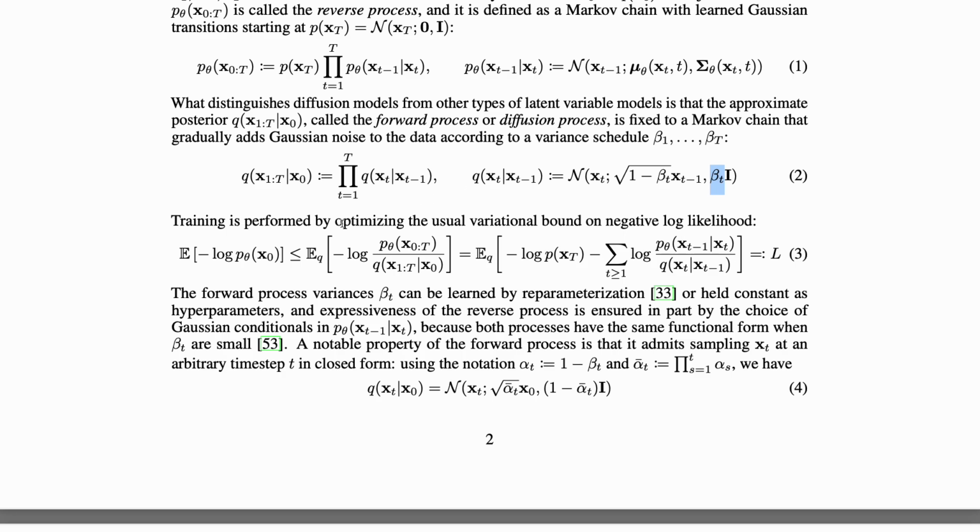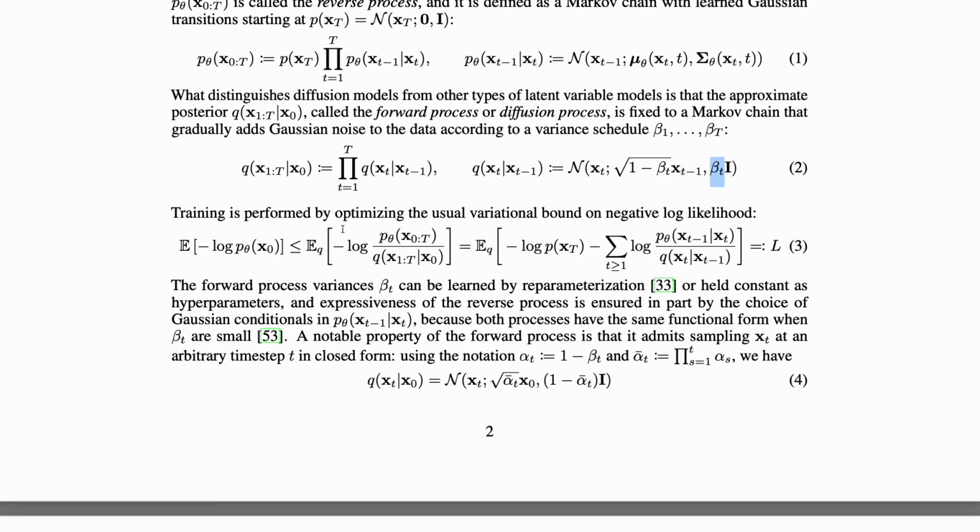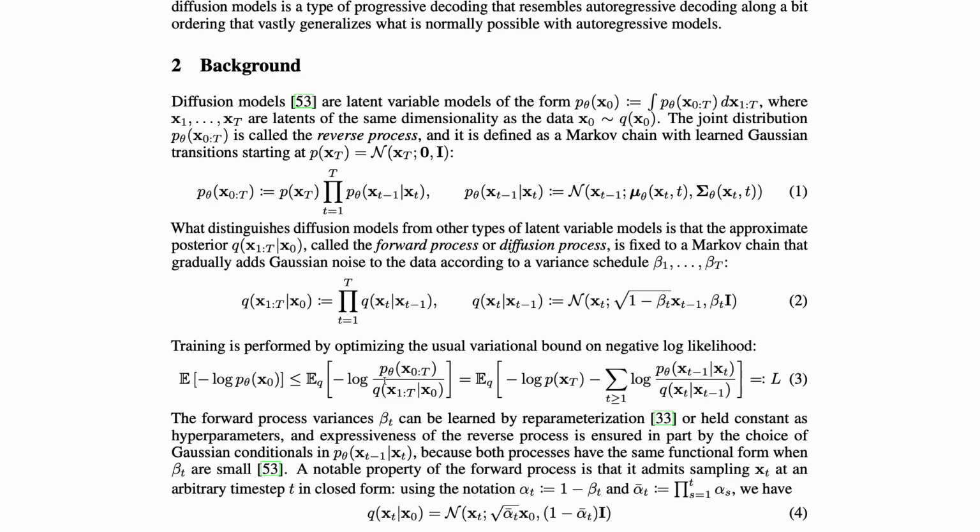So we are optimizing some variational bound. This is the ground truth distribution, and we are trying to maximize the log likelihood of the ground truth. This can be seen as less than or equal to negative log of p theta x0 to t. So this is the reverse process, p theta x0 to t.